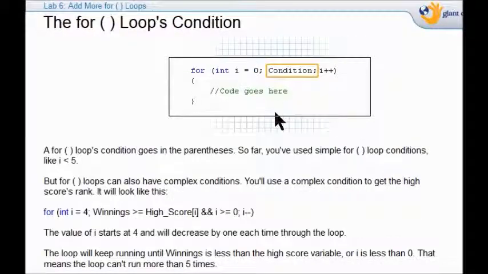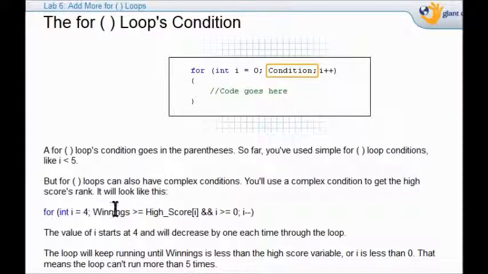We've been using fairly simple for loop conditions, and we're going to introduce a little more complicated one with our program here. Usually we initialize our integer at 0, and then we increase it and have a condition going here. So what we're going to do is complicate the condition a little bit so that we can get our high scores rank.